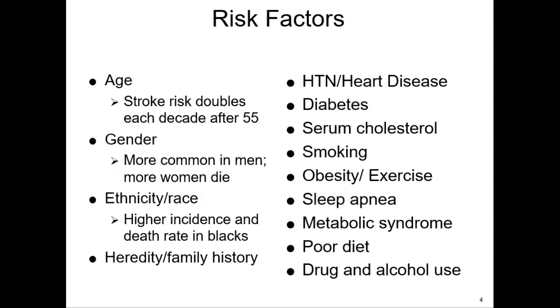Diabetes carries a 5 times higher risk of CVA than the general population. Smoking increases the risk for both ischemic and hemorrhagic CVAs. And then some other things, right? Obesity, sleep apnea, metabolic syndrome, sedentary lifestyle, right? This is why we recommend 40 minutes of exercise 3 times a week. Poor diets, especially those high in fat and low in fruits and veggies, and drug and alcohol use.